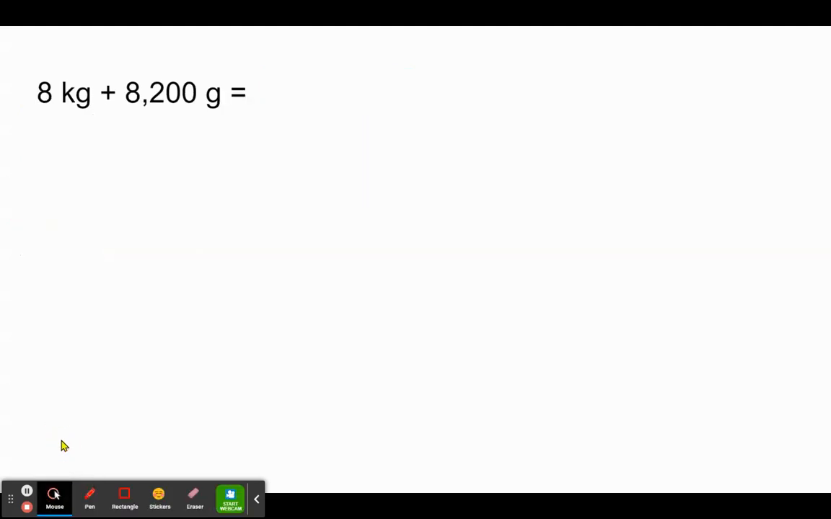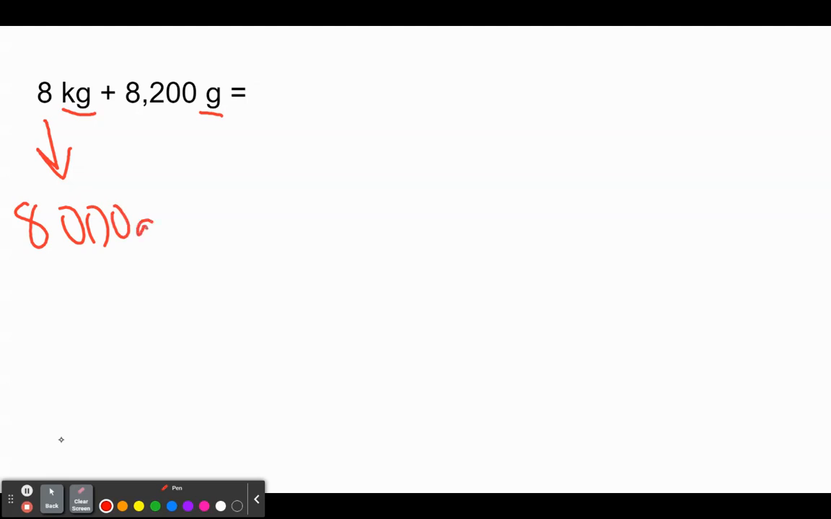All right. Now, what if I want to add kilograms and grams? I can't add kilograms and grams together right now because they're not the same units, right? So we can't just add 8 to 8,200. What we can do, though, is change my kilograms into grams. So I have 8 kilograms, so that's going to be the same as 8,000 grams. So now I can take 8,000 and add that to 8,200.